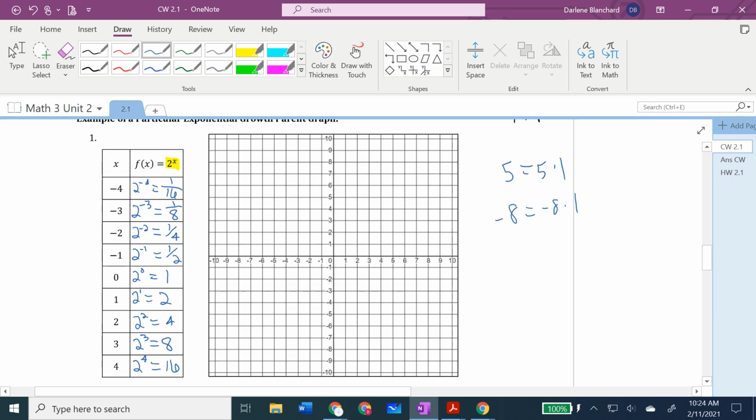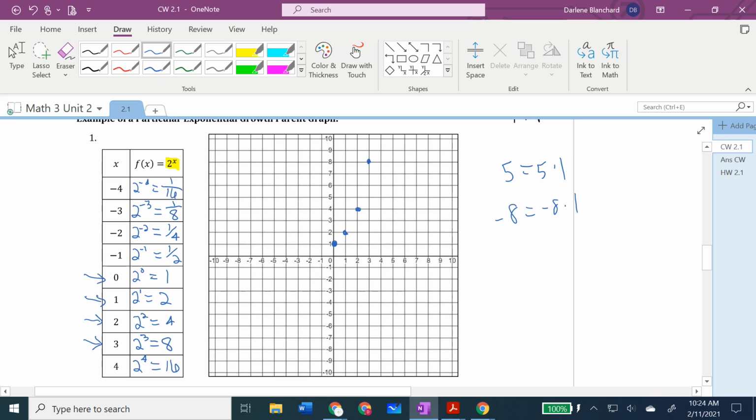Now, what I want you to do is, as best you can, plot some of these points. Some of them are off grid and some of them are just too challenging to plot almost. I'm going to start by plotting at 0. I have the point 0, 1. And then I'm going to plot the point 1, 2. And then 2, 4. 3, 8.